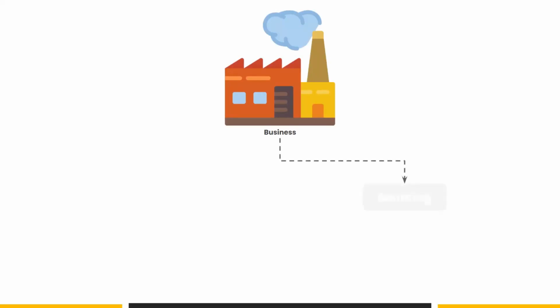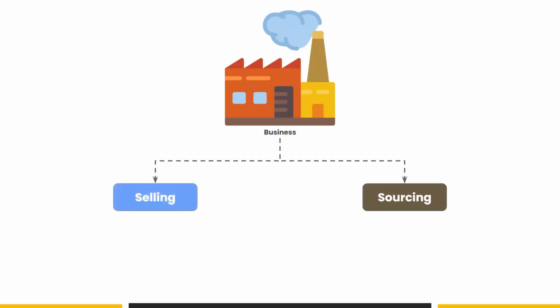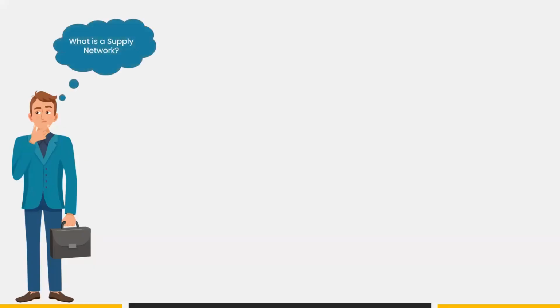Now, a business typically has two sides. One is the sourcing side, and second is the selling side. In today's discussion, we'll be discussing the selling side of the business. Now, you might be wondering what a supply chain or a supply network is. A lot of times people confuse it with the logistical or courier network, whereas this is how you are making your products reach the end customer.